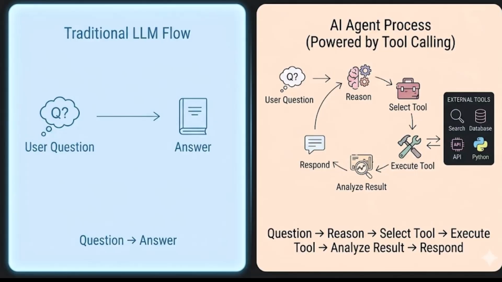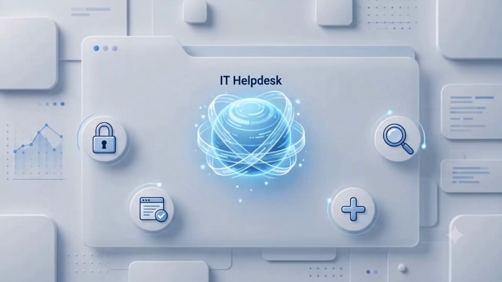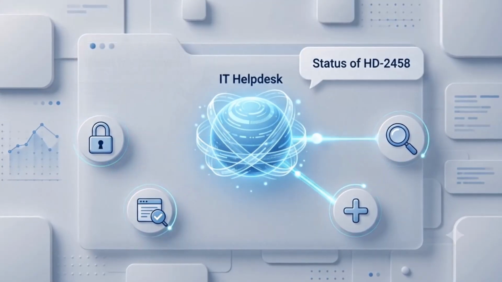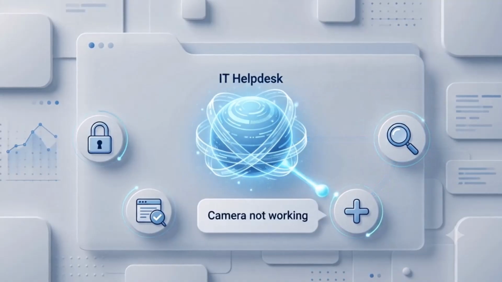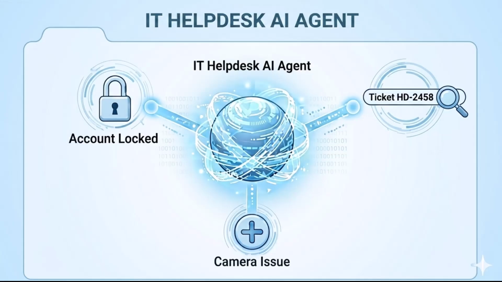To build effective AI agents, two things are important. Use an LLM that supports tool calling. Use an LLM with strong reasoning capabilities. The quality of the AI agent largely depends on the model you choose. Let's understand this using an IT help desk scenario. We have 3 Automation Edge workflows exposed as tools: reset password, check ticket status, and create help desk ticket. The AI agent will decide which workflow to execute based on the user's request.